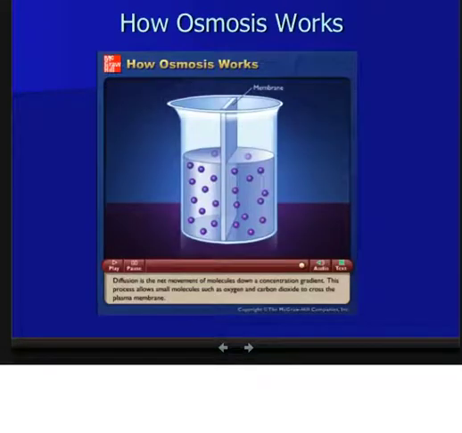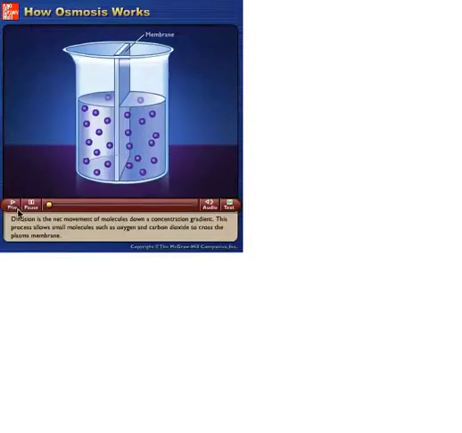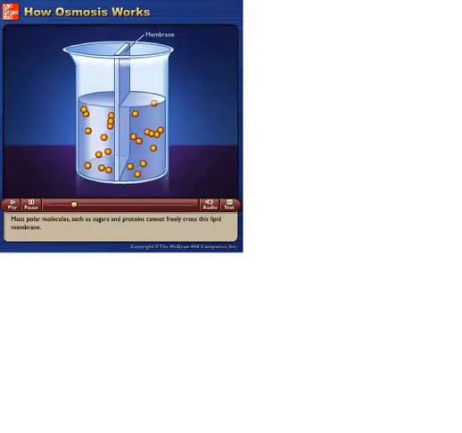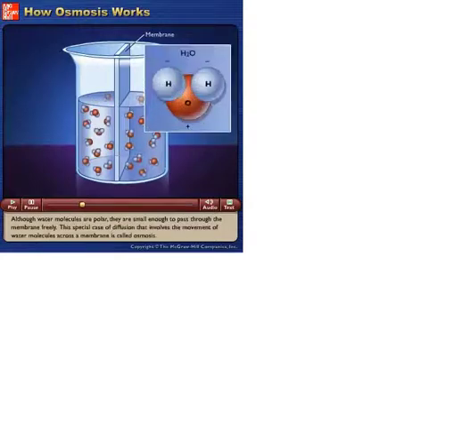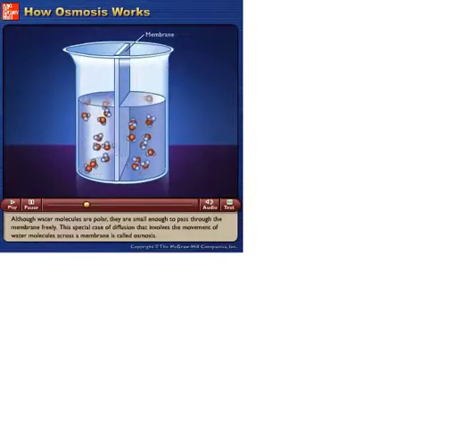If we were to look at how osmosis works, diffusion is the net movement of molecules down a concentration gradient. This process allows small molecules, such as oxygen and carbon dioxide, to cross the plasma membrane. Most polar molecules, such as sugars and proteins, cannot freely cross this lipid membrane. Although water molecules are polar, they are small enough to pass through the membrane freely. This special case of diffusion that involves the movement of water molecules across a membrane is called osmosis.